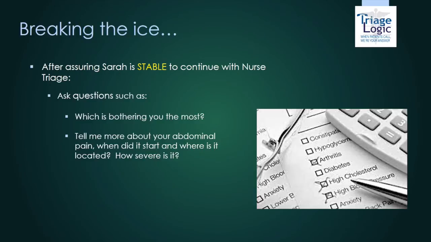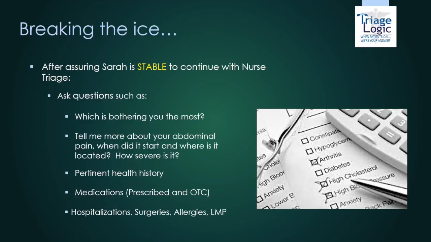Don't forget to ask about pertinent health history. You can say, please tell me a little more about your past medical history. Do you have any chronic health concerns? Do you take any medications, either prescribed or over the counter? Have you recently been hospitalized or had any surgeries? And do you have any allergies? Asking about her last menstrual period may also be a determining factor in Sarah's protocol and disposition choice.